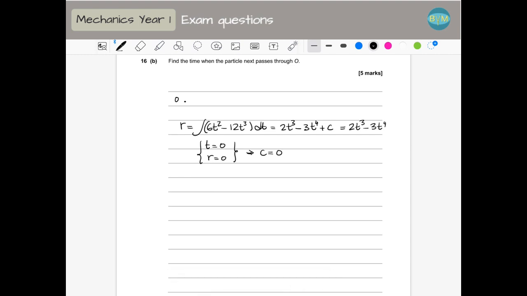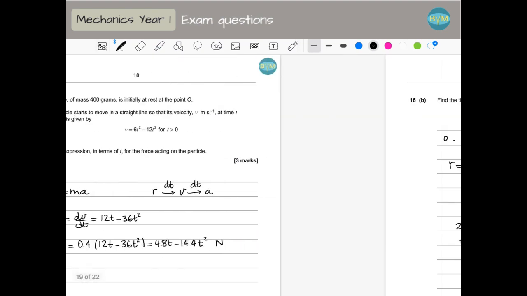And that position vector is 0 when the expression is 0, so 2t cubed minus 3t to the power 4 is 0. If I factorize, I have this thing here, which means that t is 0, so initially it is at O, and we know that, or t is 2/3 of a second, which is the next value when the particle is at O. And that's all in this question, and this is 5 marks.